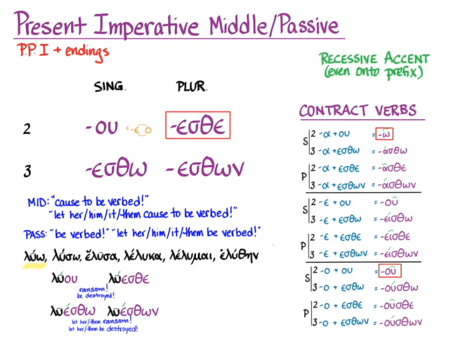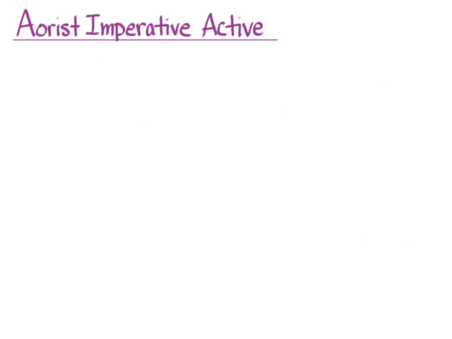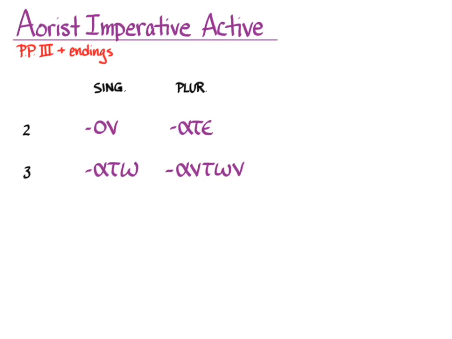Let's go on then to the aorist imperative active. So again, imperatives only come in two tenses, the present and the aorist, but that means, of course, we still have many forms to learn. For the aorist imperative active, we will, no surprise, go from the third principal part and add new endings. And those endings are -on, -atō, -ate, and -antōn.